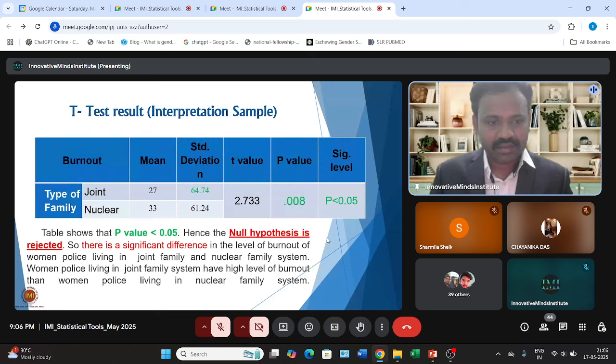So here it's a mistake. So you need to check the mean value. Which mean value is higher, 27 or 33? 33 is higher. So people from the nuclear family have the higher level of burnout because there is no support like that. Okay. So using the mean value, you need to interpret which has the higher level of burnout. Okay. So this is the way to write the interpretation.